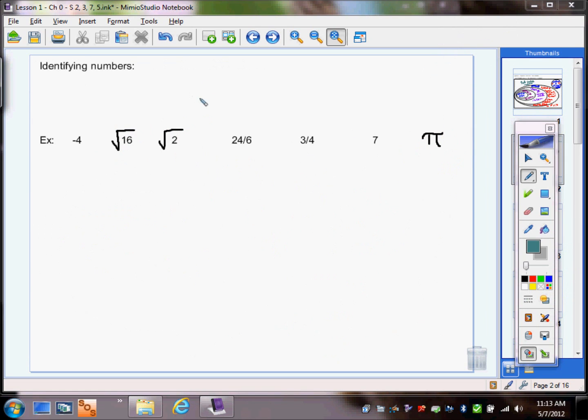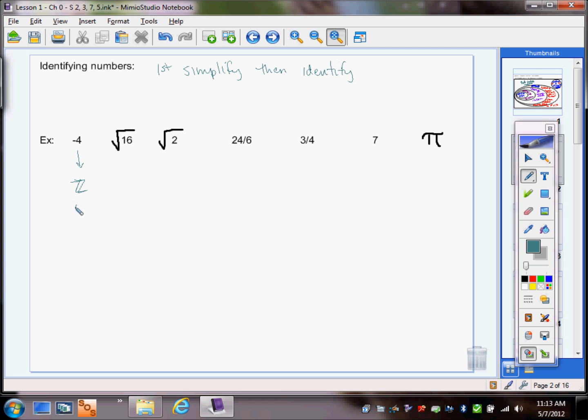Okay? First we simplify. Well, -4 is just a -4. It can't be simplified. So a -4 is not a natural number, right? Because it's negative. It's not a whole number. So the smallest one it is, it's an integer.